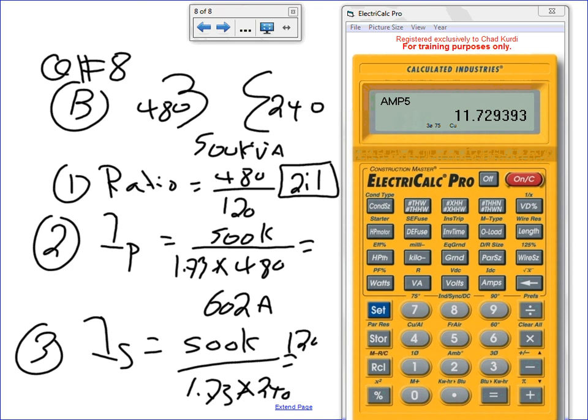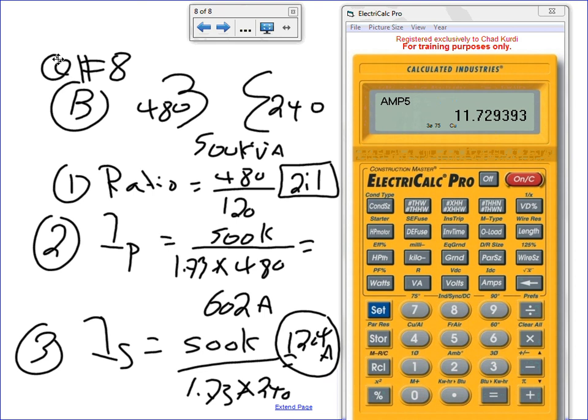I have 1204 amps. So the amps on the secondary is double the amps in the primary. If you did an A, this is an A. If you did a B, my friends, I gave you a 1000.